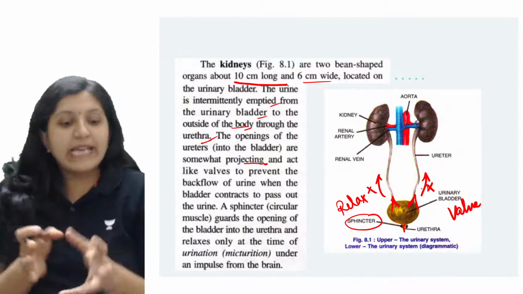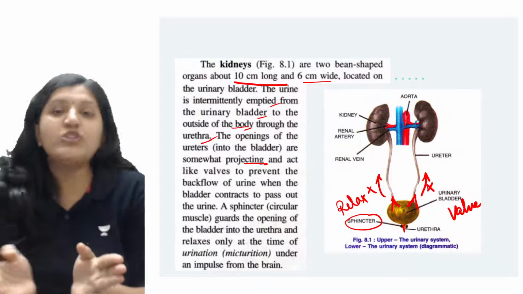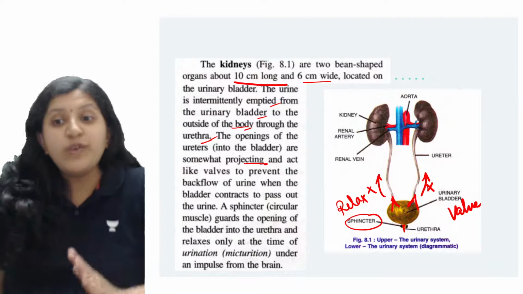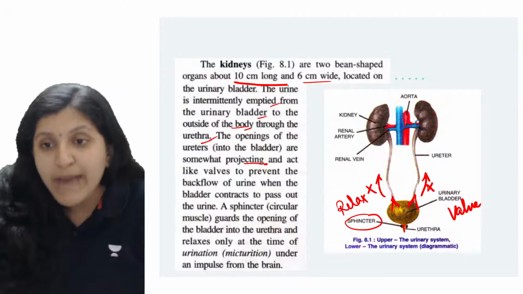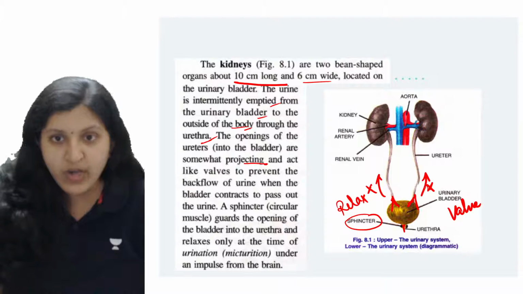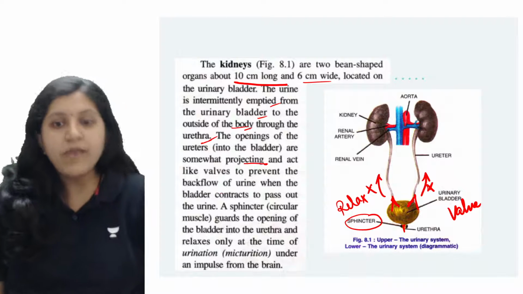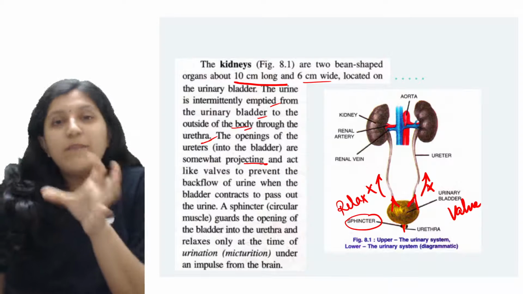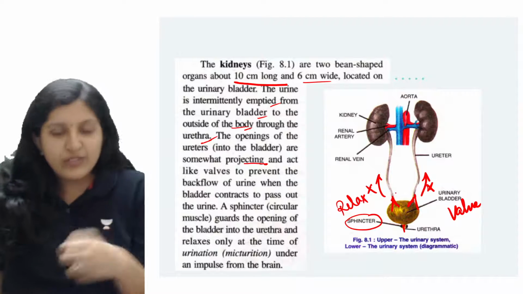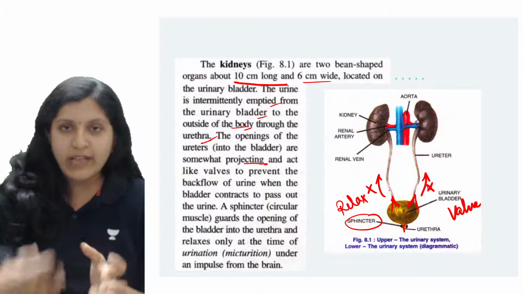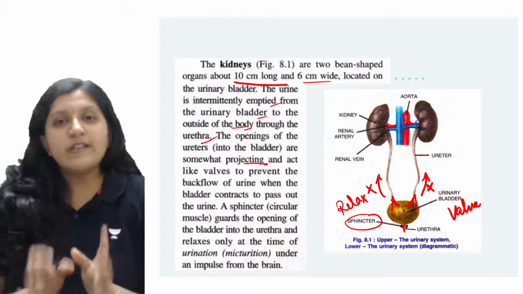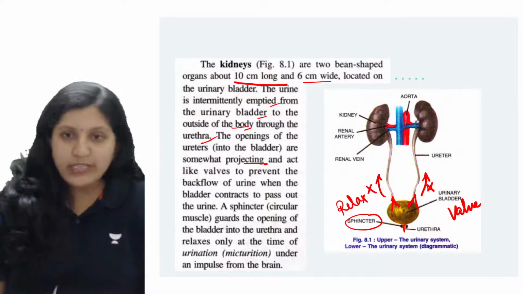Okay, so why exactly are the ureters projecting? The ureters are projecting in the urinary bladder so that they can prevent the backflow of urine. All right, so this can be asked: when exactly can backflow occur? When the urinary bladder contracts, you can see there is a backflow which can occur. So in order to prevent that, you can find the projecting ureters.